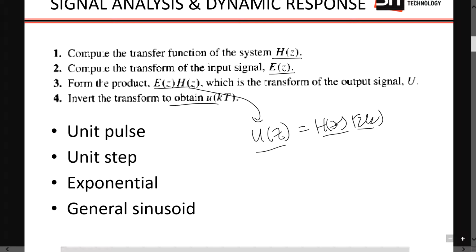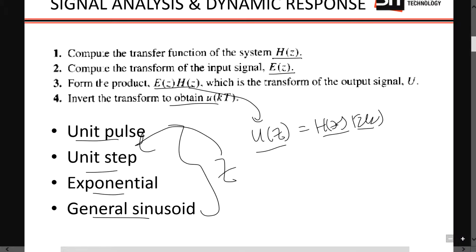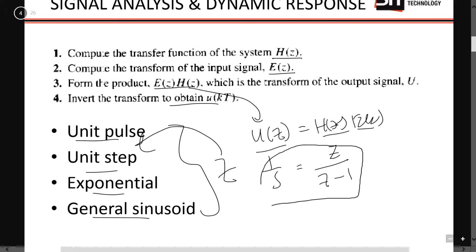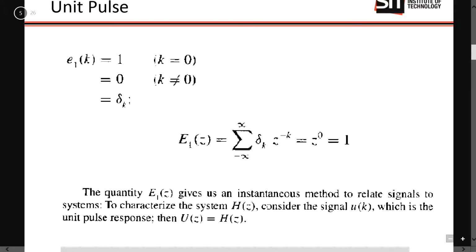Anyway, we'll talk about the unit pulse, step, exponential and general sinusoid, which is the z-transform of all this stuff in terms of the Laplace domain. If it's 1 over s, the unit step is actually z over z minus 1, if you still remember. Later on we'll talk about it. This page is to talk about the unit impulse derivation.